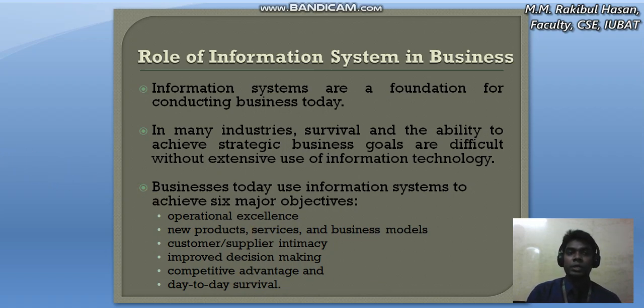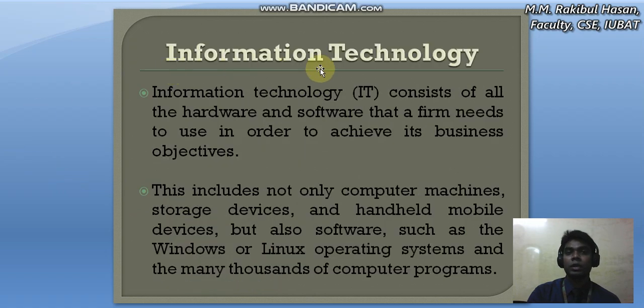The last topic I would like to discuss is what is information technology, or in short IT. Information technology consists of all the hardware and software that a firm needs to use in order to achieve its business objective. So here IT means all kinds of hardware, all kinds of software. This includes not only computer machines, storage devices and handheld mobile devices, but also software such as the Windows or Linux operating system and the many thousands of computer programs.